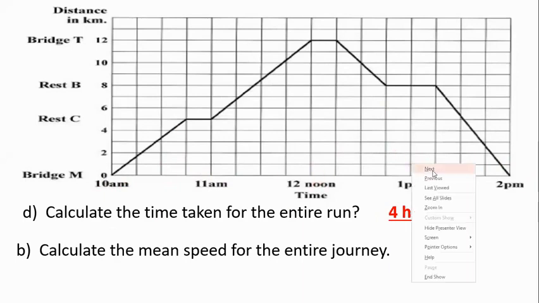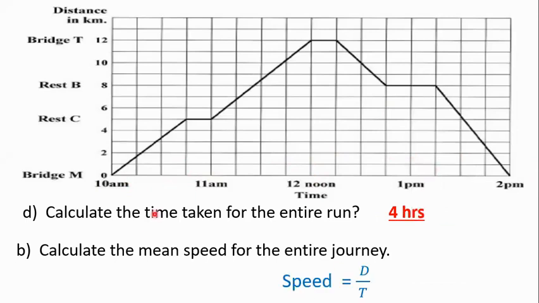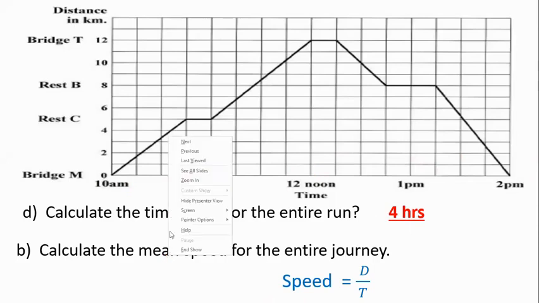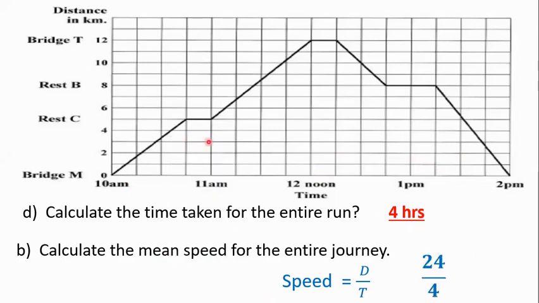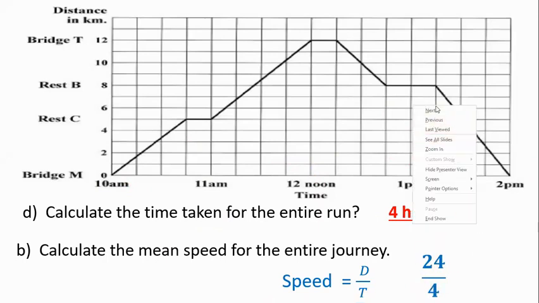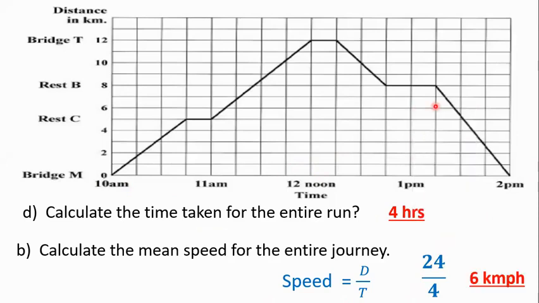Excellent. Calculate the mean speed. Now, they could use the word average, but instead they use mean, because remember, another name for average is mean. So total distance traveled was 24, and the time was 4 hours. So 24 divided by 4 is 6 kilometers per hour.